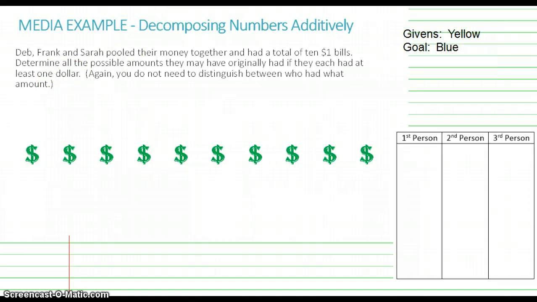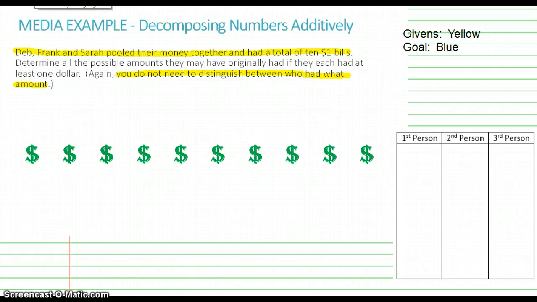So notice this is very similar to the last problem. The only difference is there's not just two people, now we have a third person, Sarah. So let's go ahead and highlight our givens. These three people pooled their money together and they had a total of 10 $1 bills. And we also had down here, we do not need to distinguish between who had what amount.